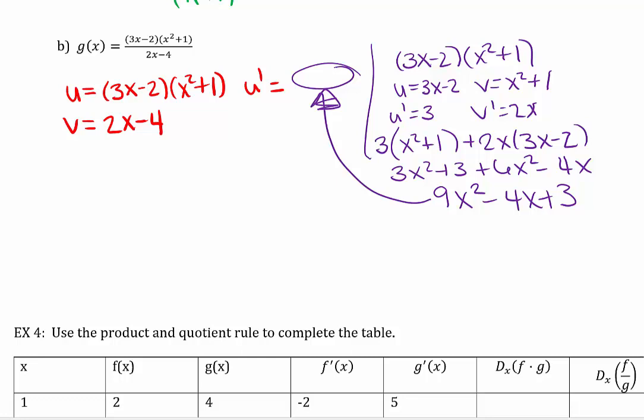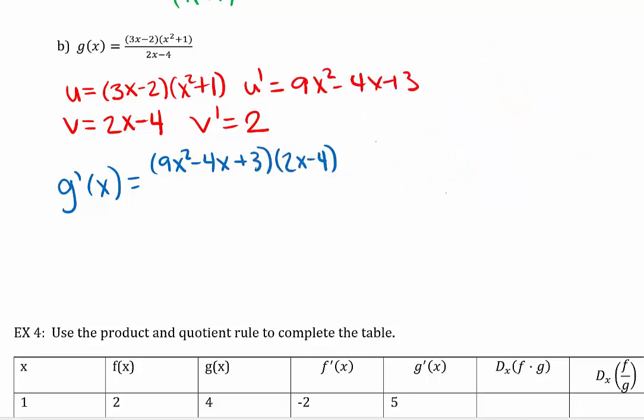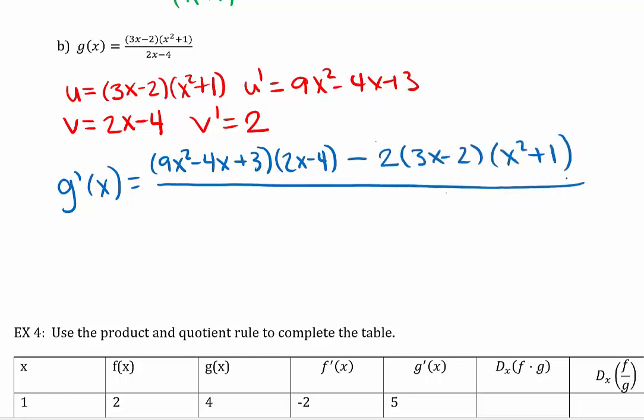And then back to my quotient, the denominator was 2x minus 4, and the derivative of that is 2. So plugging this into my quotient rule, we take u prime times v, so 9x squared minus 4x plus 3 times 2x minus 4, and then we subtract v prime times u, and all of this is over v squared.